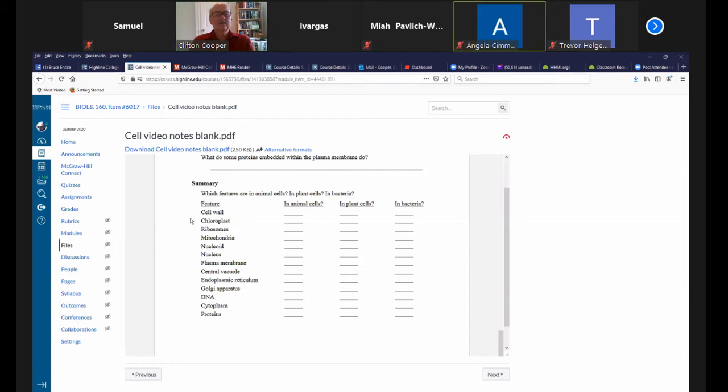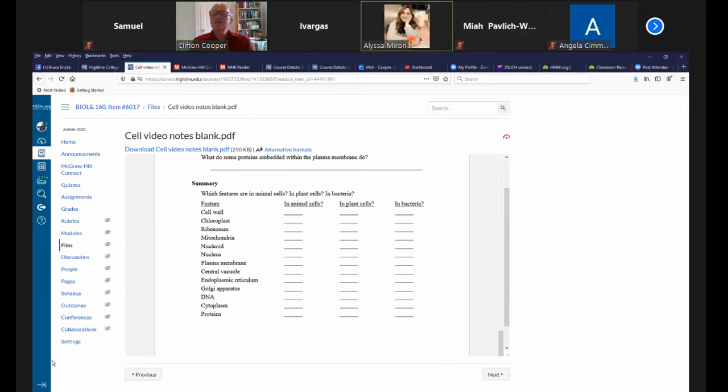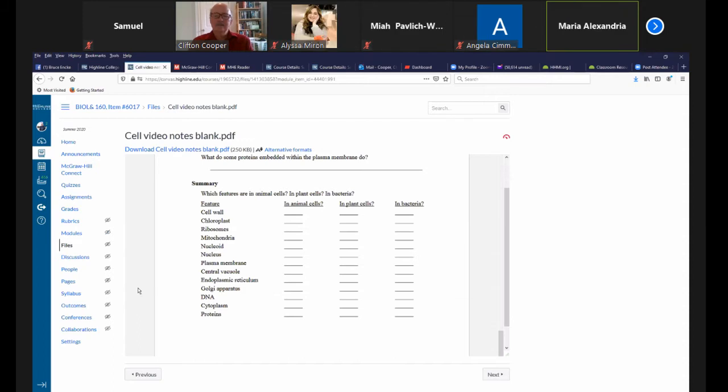The DNA. Ribosomes. DNA, yes. Ribosomes, yes. Any others? Plasma membrane. Yes. Proteins. Proteins, yes. Cytoplasm. Cytoplasm. Anything else?